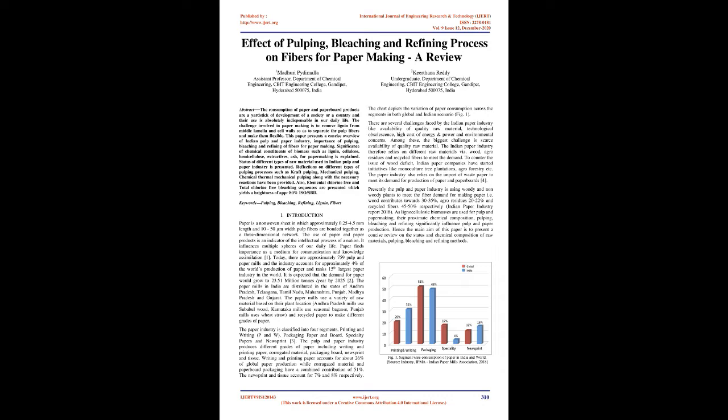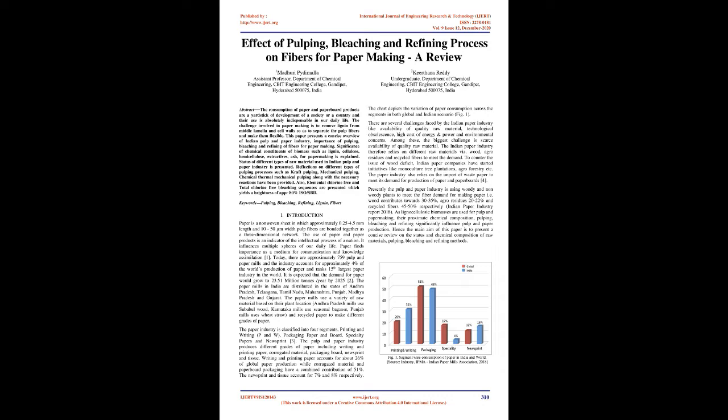The paper industry is classified into four segments: printing and writing (P&W), packaging paper and board, specialty papers, and newsprint. The pulp and paper industry produces different grades of paper including writing and printing paper, corrugated material, packaging board, newsprint, and tissue. Writing and printing paper accounts for about 26% of global paper production, while corrugated material and paperboard packaging have a combined contribution of 51%. Newsprint and tissue account for 7% and 8% respectively. The chart depicts the variation of paper consumption across the segments in both global and Indian scenario, Fig. 1.